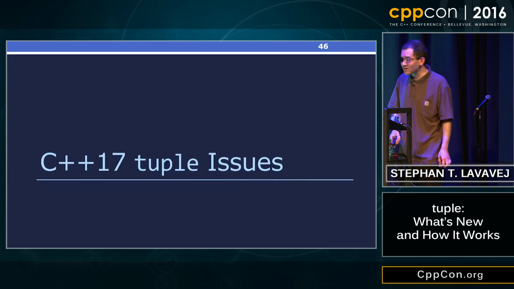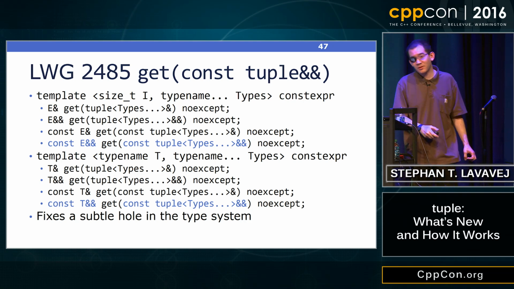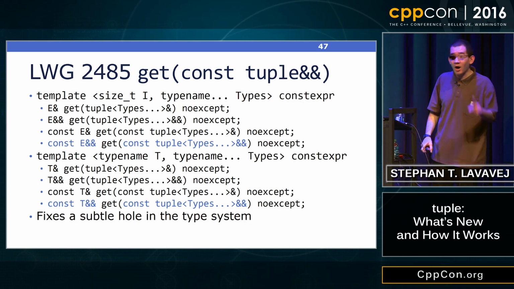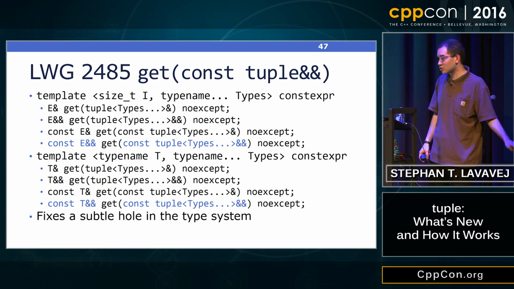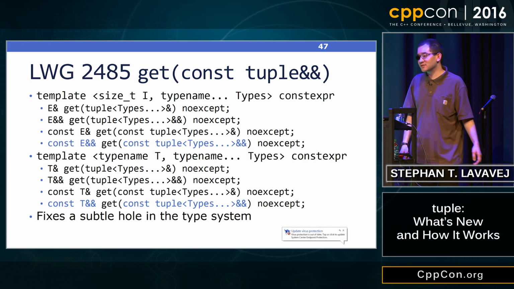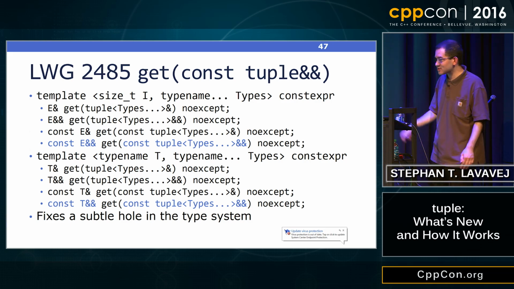So I have a few minutes left. I'll quickly mention various tuple issues that have appeared in C++17. Get has received overloads for const tuple ref ref. Turns out const rvalues are an important value category. You cannot forget them. It is a safety issue, although obscure. It fixes a subtle hole in the type system. But if you don't write highly generic code, you never need to know about this.